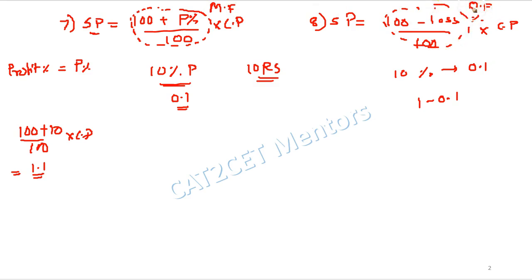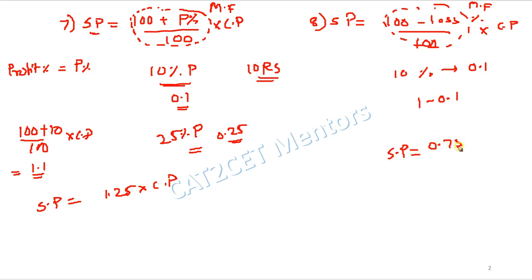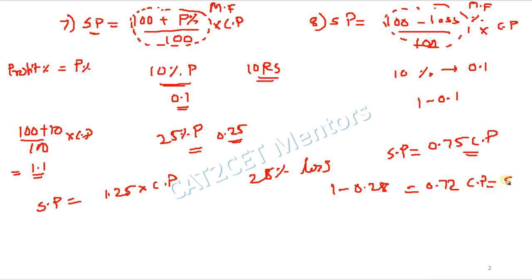Okay. In the percentage chapter, I have provided you with the reciprocals or the fractions equivalent to percentages. So I hope you remember them. Suppose there is a 25% profit. So it is nothing but 0.25 and the multiplication factor is 1.25 and my selling price is going to be 1.25 multiplied by the cost price, and in terms of loss my selling price is going to be 0.75 times cost price. If I am given that there is a 28% loss, it is nothing but 1 minus 0.28, that is equal to 0.72 times my cost price is going to be equal to selling price.